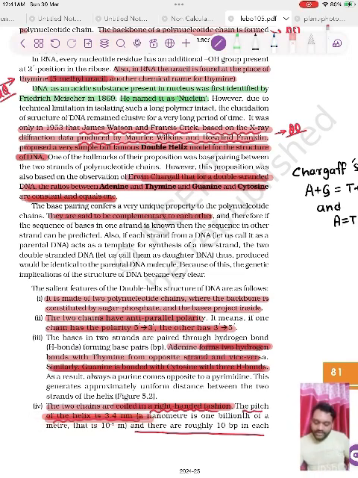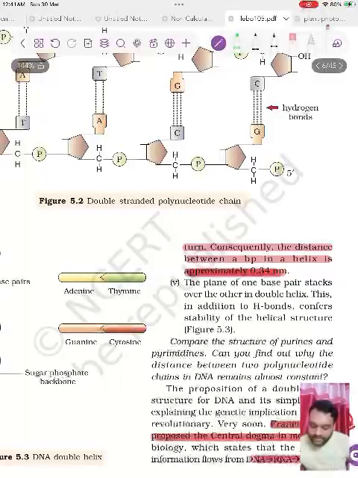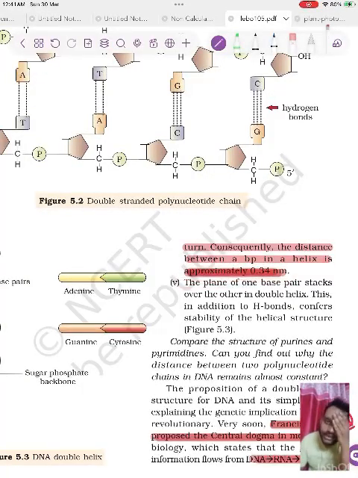There are roughly 10 base pairs in each turn. So basically, the distance between consecutive base pairs of the helix is approximately 0.34 nanometers. That is 0.34 nanometers.